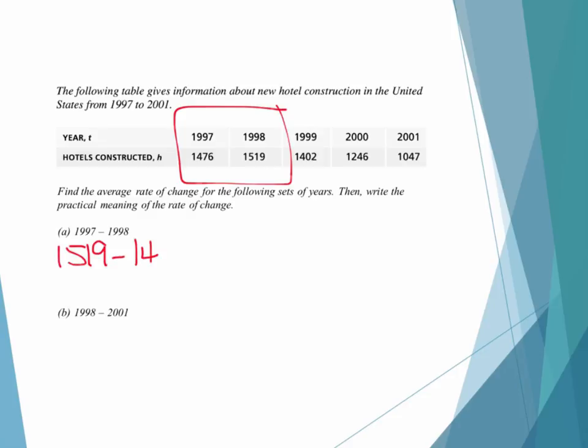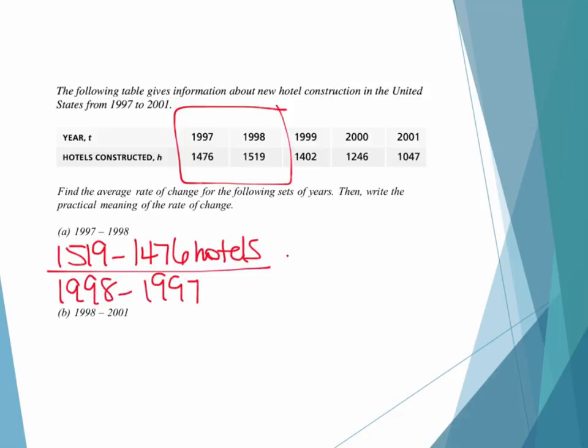1519 minus 1476 hotels divided by 1998 minus 1997. So that gives us 43 hotels over 1 year. So that means that there's an increase of construction by 43 hotels per year.